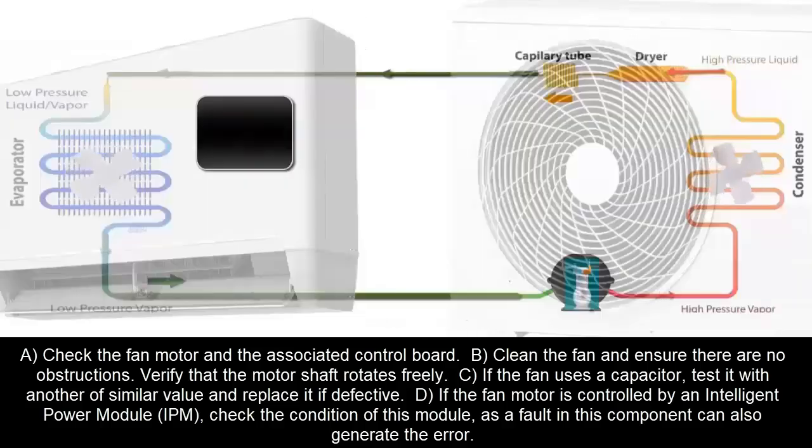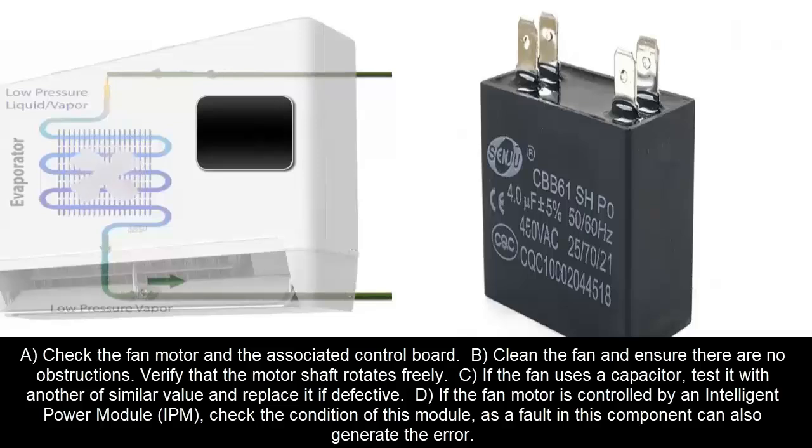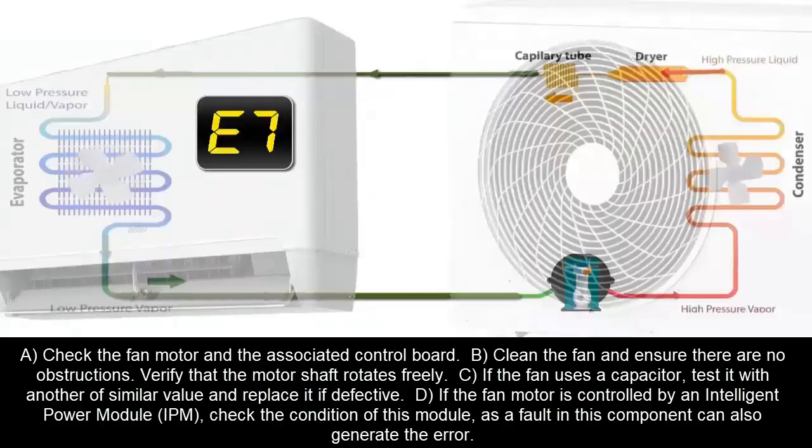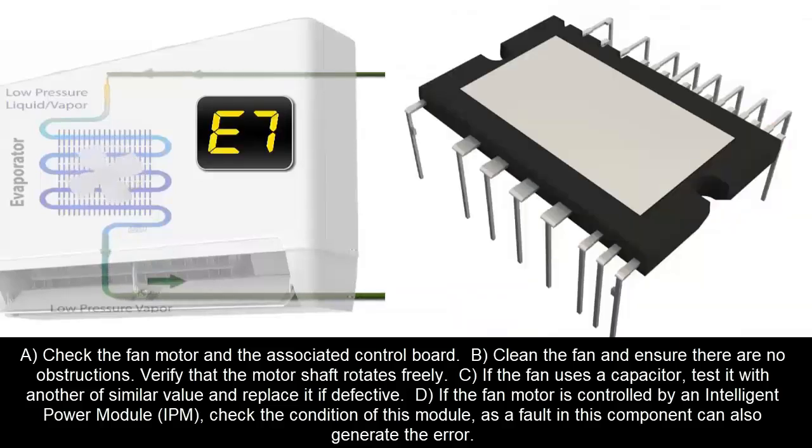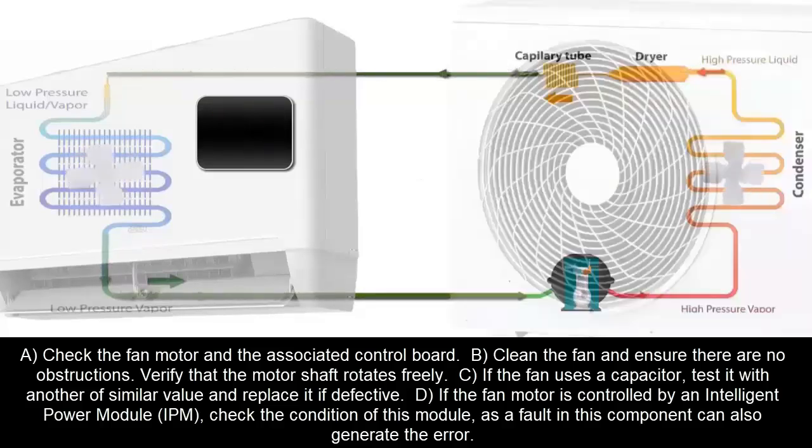C. If the fan uses a capacitor, test it with another of similar value and replace it if defective. D. If the fan motor is controlled by an Intelligent Power Module, IPM, check the condition of this module, as a fault in this component can also generate the error.